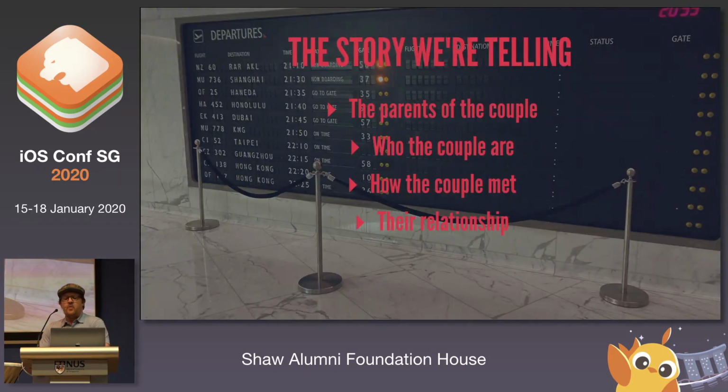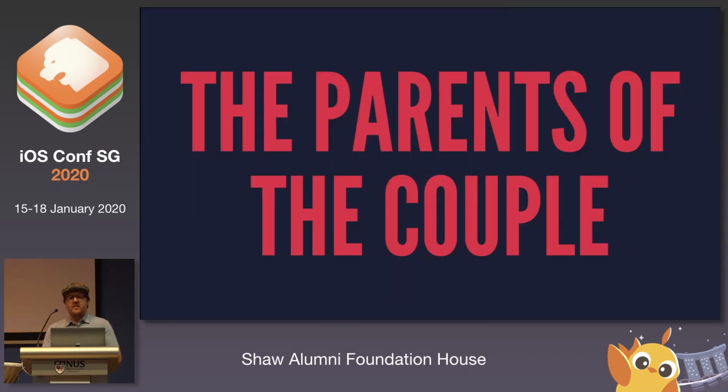So the story we are going to be telling has a couple of parts. We're going to meet the parents of the couple, that is everything that has gone before. We are going to look at who the couple are. We're going to look at how the couple met and also their relationship. So, first things first, let's look at the parents. Let's look at the history. Let's look at what our landscape is so far.